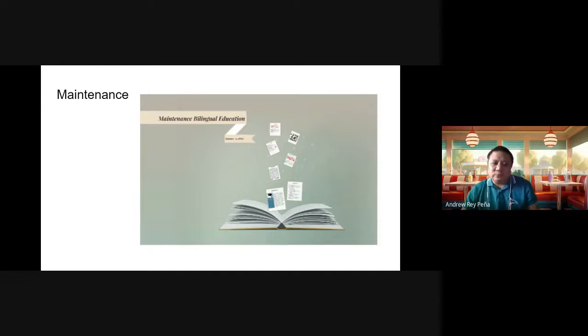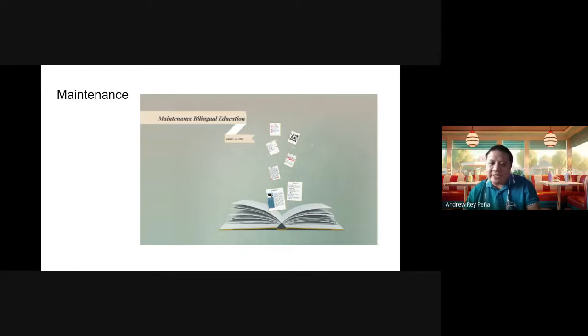Then we have only 4 slides more. We have maintenance. Now, as the term implies, this type seeks to maintain knowledge of the minority culture and proficiency in the minority language among minority language students. Both majority and minority languages are used for teaching. So you use the majority language and the minority language. The students here are language minority students.